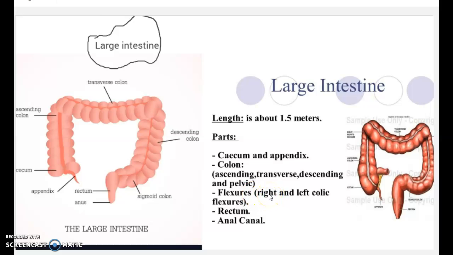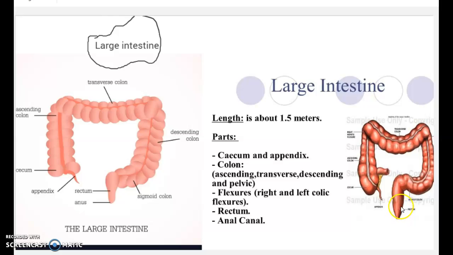Two are very visible, the right and the left colic flexure. Here you are going to find the left flexure, and here is the right flexure, or the right colic flexure. This is the sigmoid. The S-shaped part is the sigmoid colon, and the straight part of the large intestine is known as the rectum.